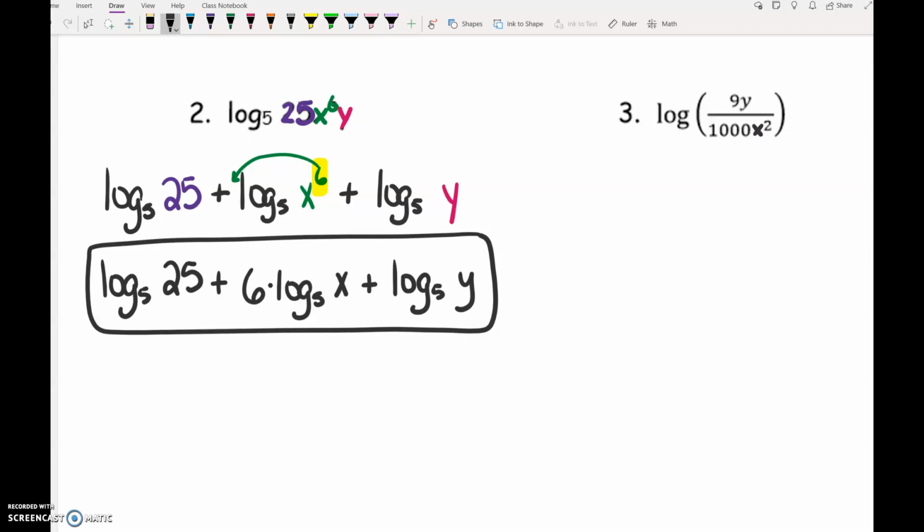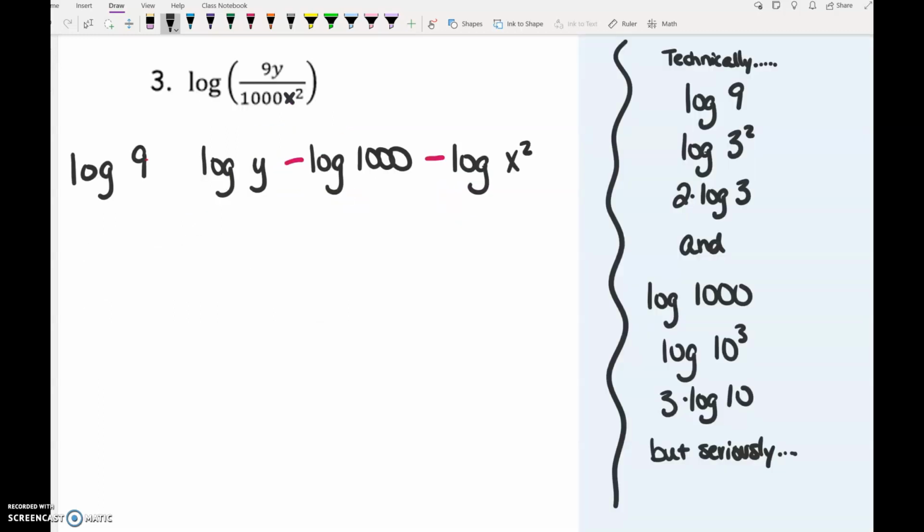Do you want to try number 3 on your own? Sure, try number 3 on your own. So the 1,000 and the x squared were on the bottom. Those logs have minuses in front of them. The log of 9 is positive. There's just always a plus in front of it. And then log of y is going to also be positive.